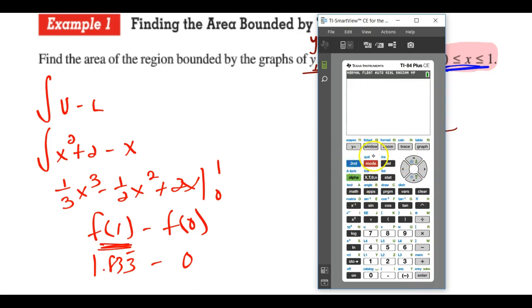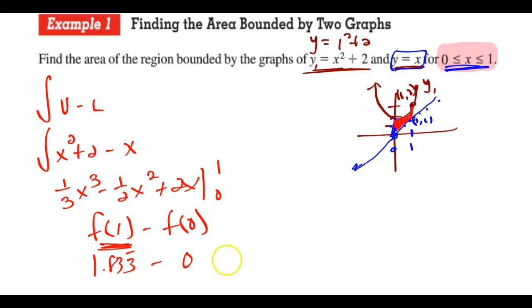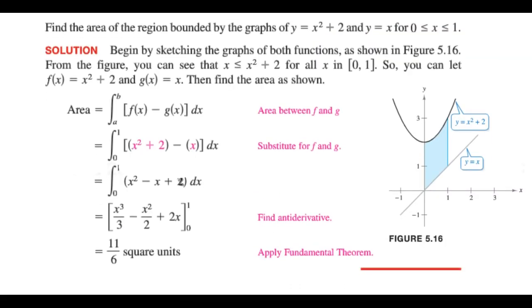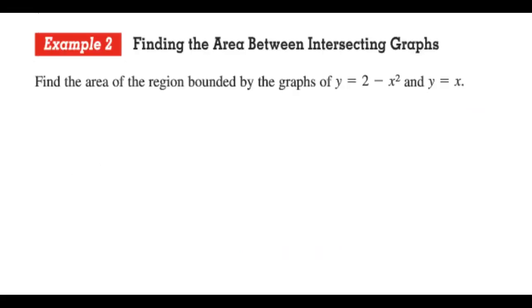And I believe if I math enter this, I get 11/6, which is the exact answer. Here's how the author worked it out. Again, they didn't show the f of a minus f of b, any work in there, but that's the fundamental theorem of calculus. Here comes example number 2.